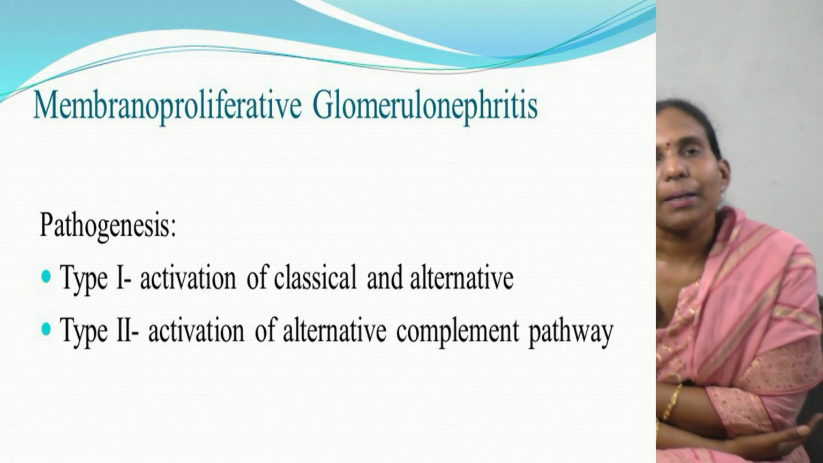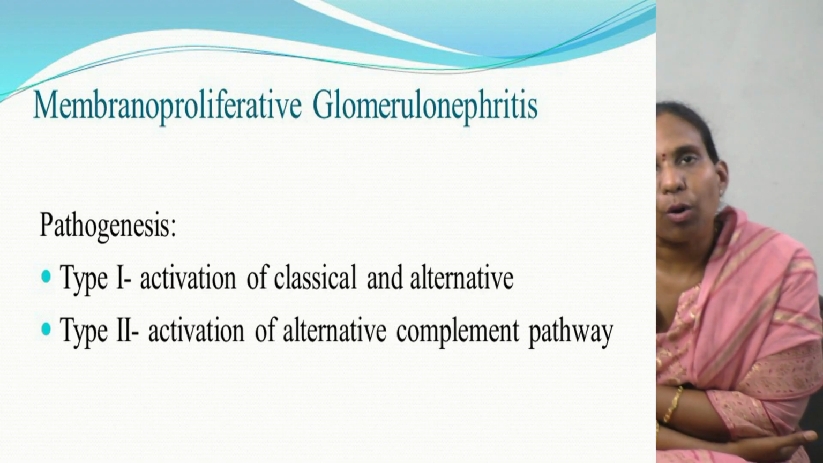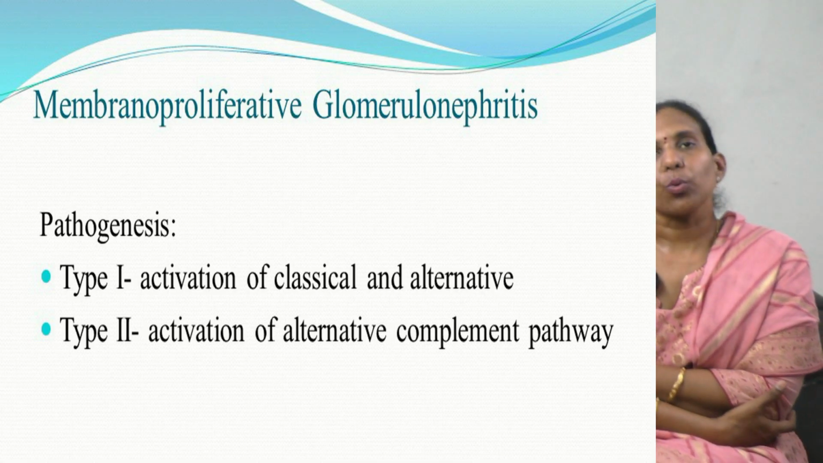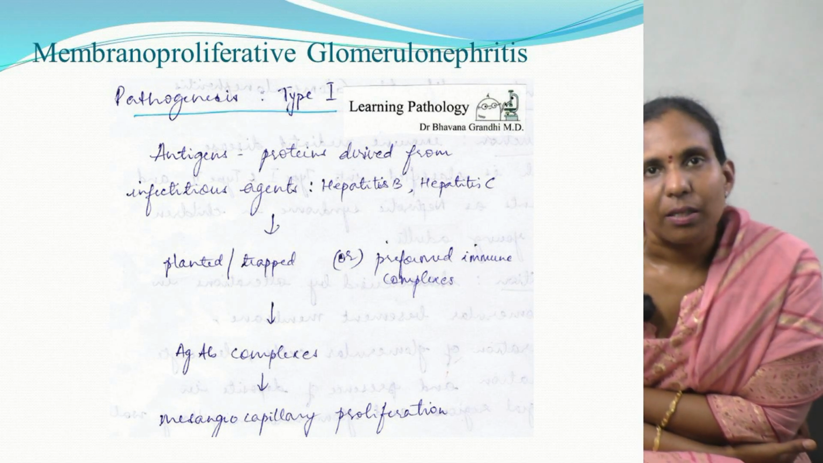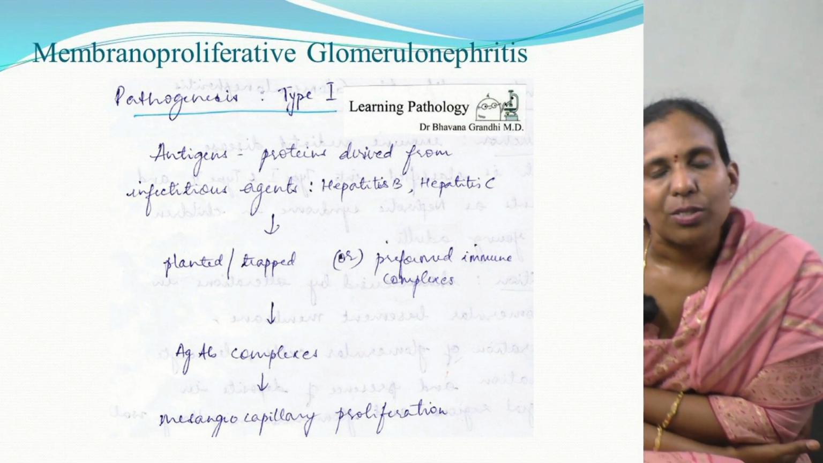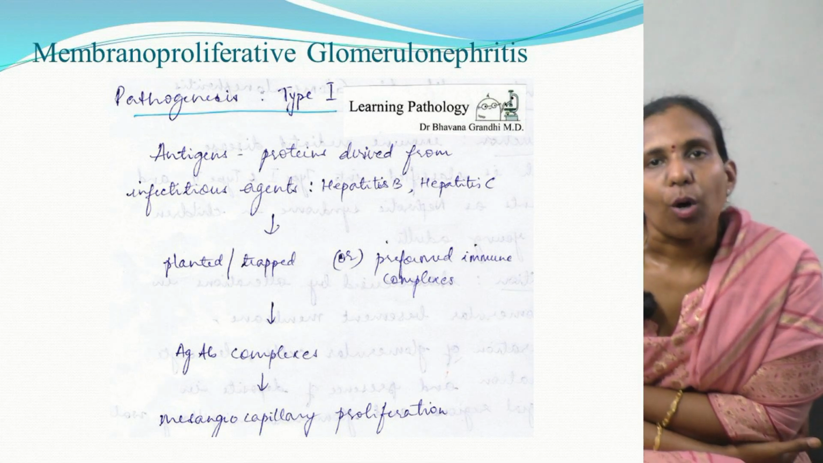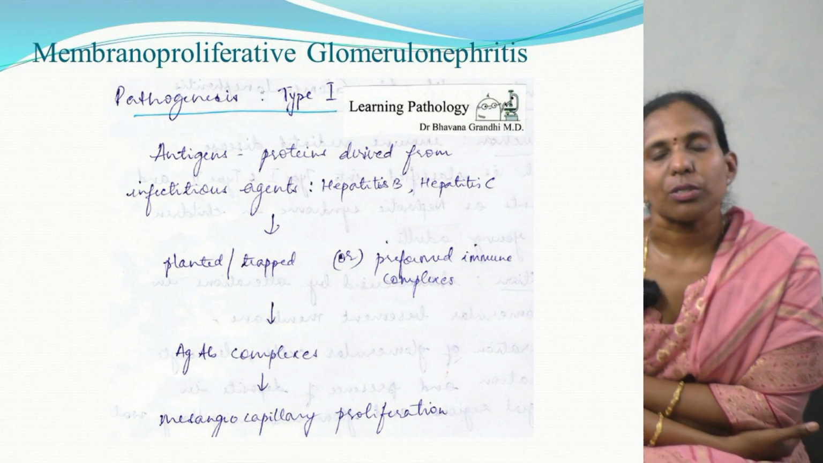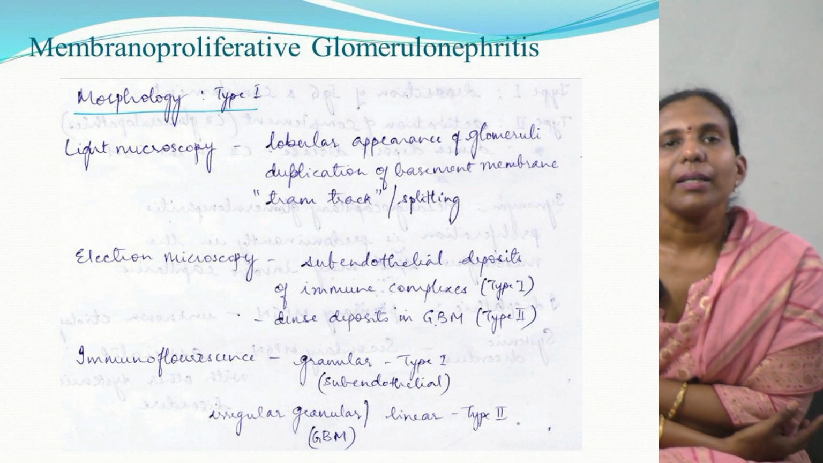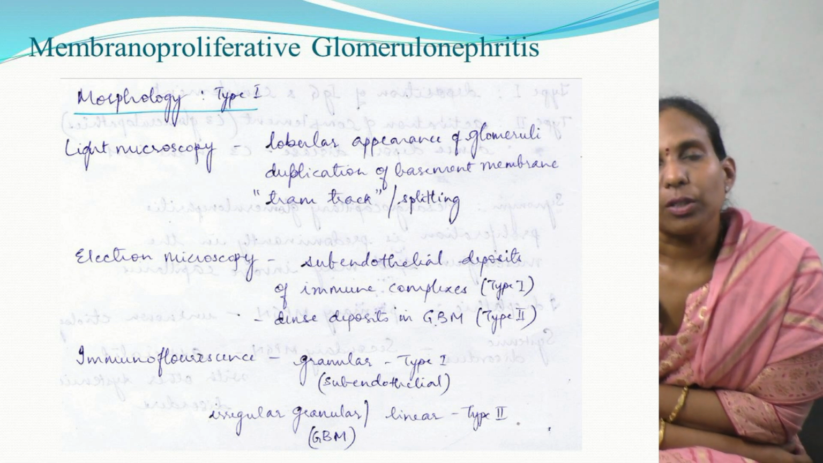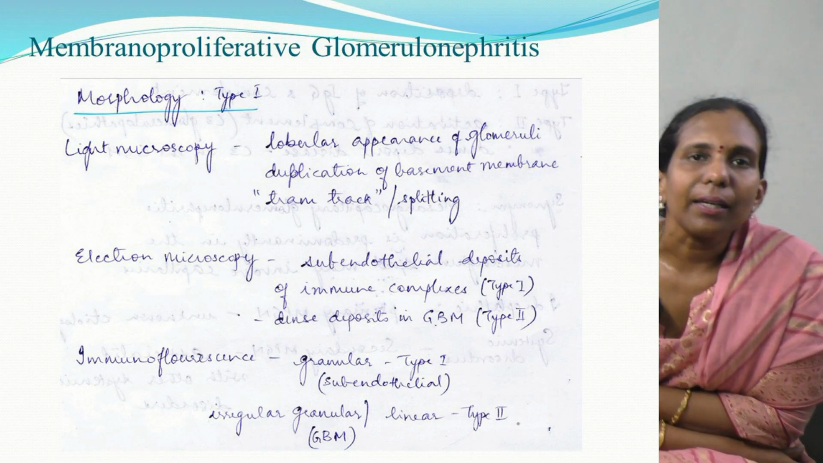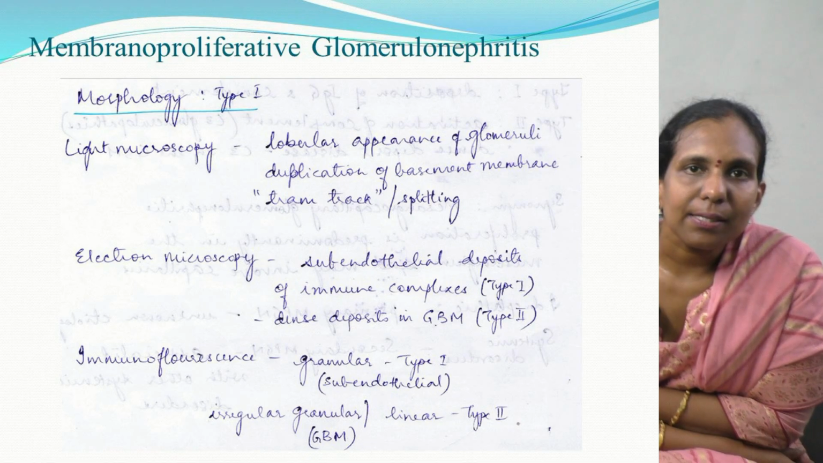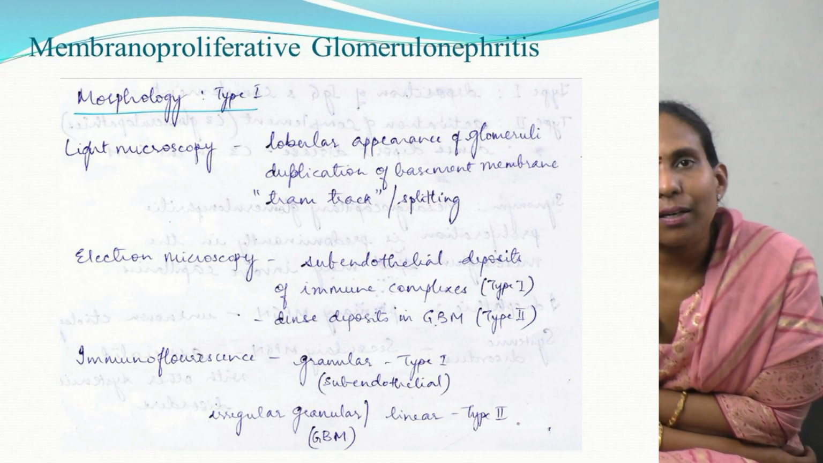So you have two types: type 1, where there is activation of the classical and alternate pathways, and type 2, activation of only the alternate complement pathway. The pathogenesis of type 1: antigens, which are proteins derived from infectious agents, are planted or trapped, leading to antigen-antibody complexes and mesangiocapillary proliferation. Coming to the morphology, in light microscopy you have a lobular appearance of the glomeruli, duplication of basement membrane leading to tram track appearance. In electron microscopy, subepithelial deposits are seen, and immunofluorescence is granular type.